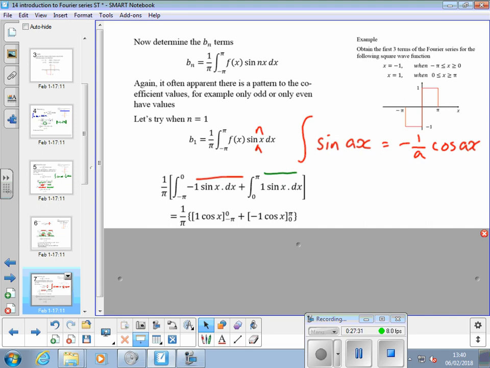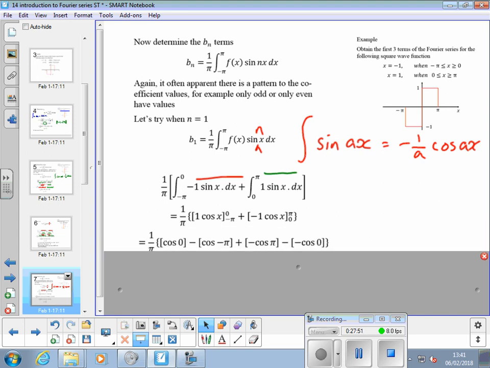Yeah, because that minus sign coming out of the cosine is cancelled by this negative 1 here, isn't it? So that's definitely plus 1. But that one's minus 1 times plus 1 minus 1 cos. Alright? Which separates out to that.